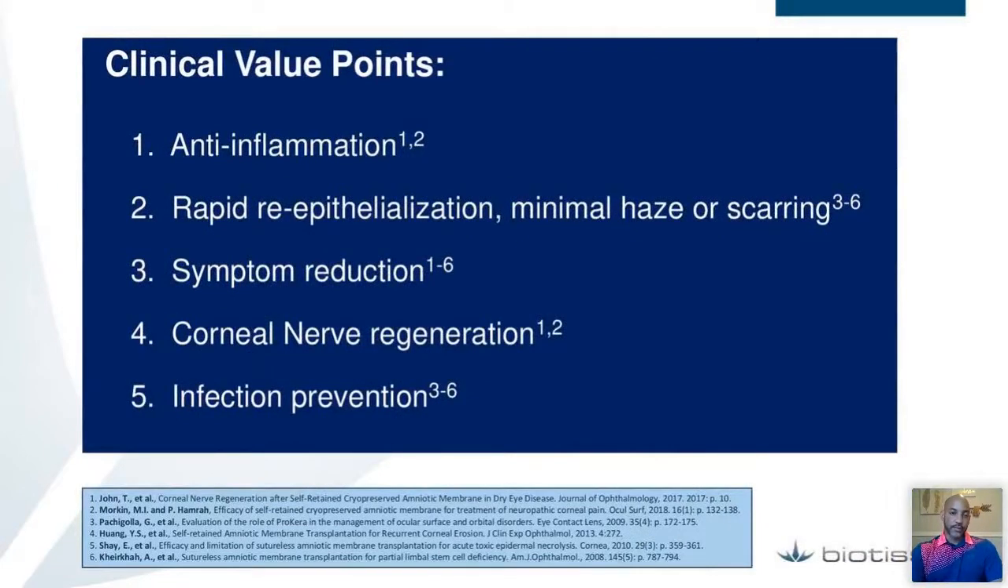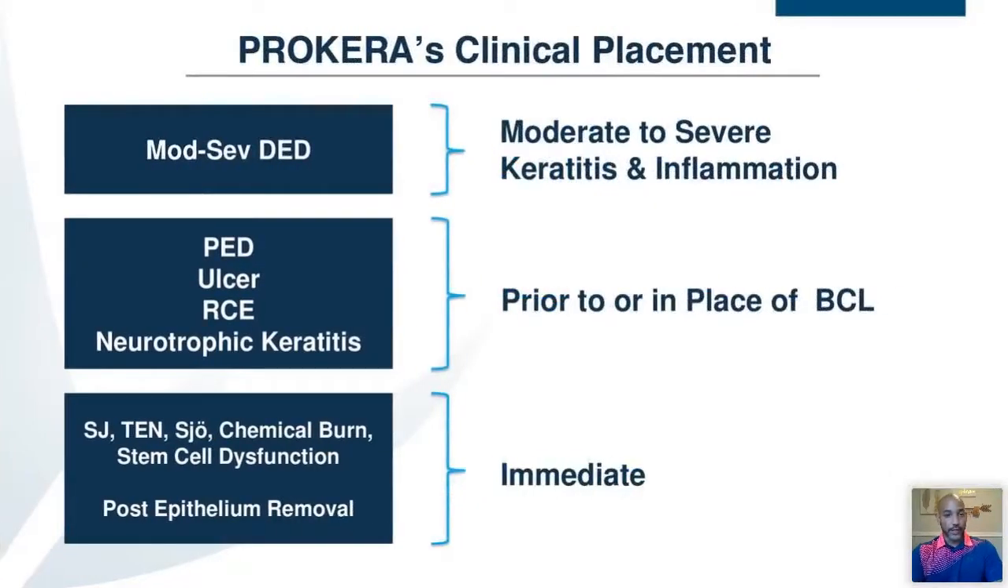So the indications that Procura can be used for, like I said, are anti-inflammation, rapid epithelialization or reepithelialization, causing minimal haze or scarring, symptom reduction, corneal nerve regeneration, and infection prevention. There's a wide array of indications it can be used for: moderate to severe dry eye disease, which is very common, especially if you have some sort of central SPK, as well as persistent epithelial defects, corneal ulcers, recurrent corneal erosions, and neurotrophic keratitis.